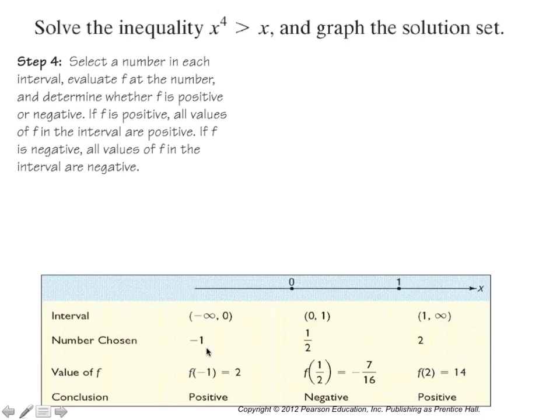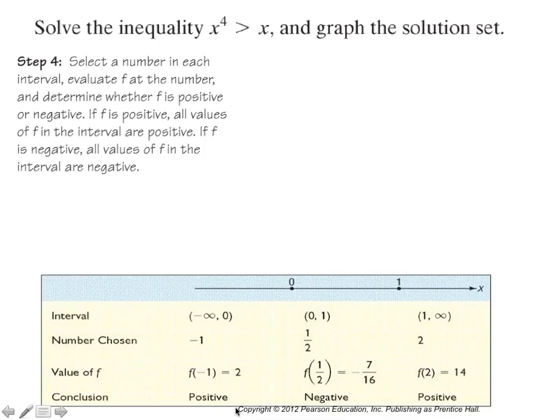So if you take negative 1 and plug it back into our factored version, you're going to get a positive 2 out. If you take 1/2 and plug it in, you're going to get negative 7 over 16. And if you take 2 and plug it in, you're going to get a 14. Now, we don't actually care about these values at all. All we care about is if it's positive or negative. So this one is positive because 2 is a positive number. 14 is also positive, and then in the middle we have a negative.